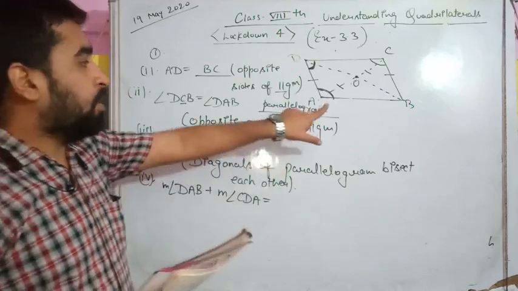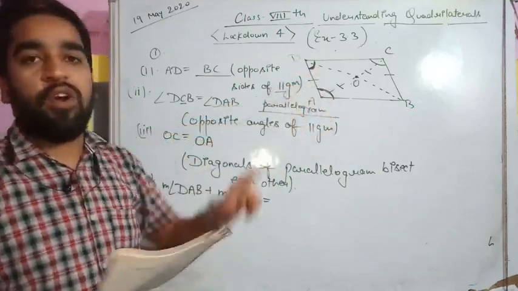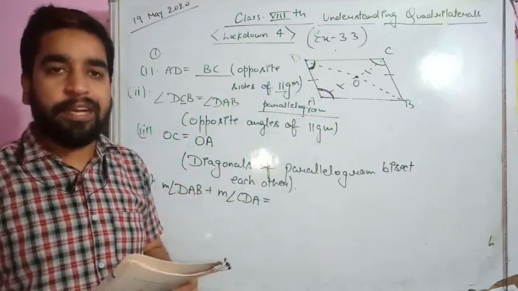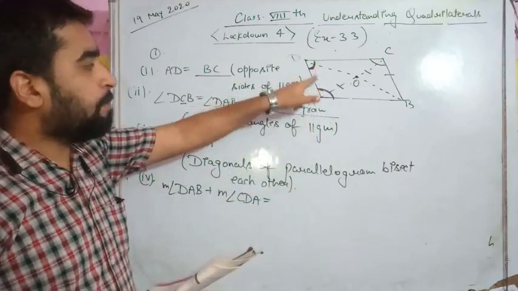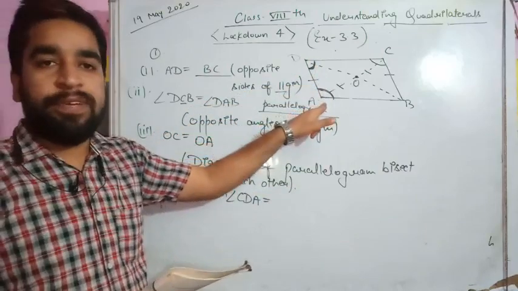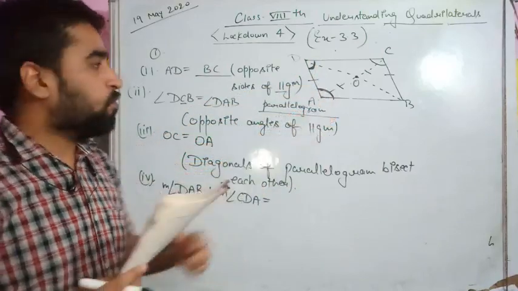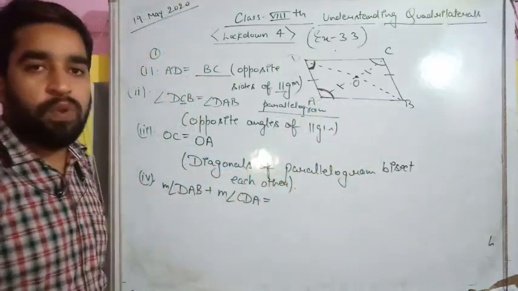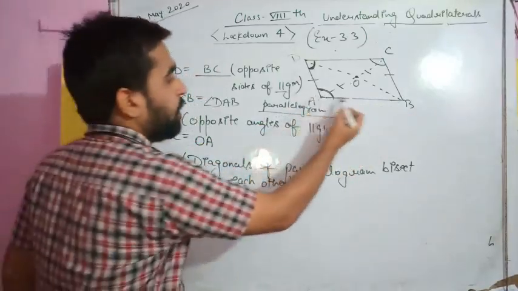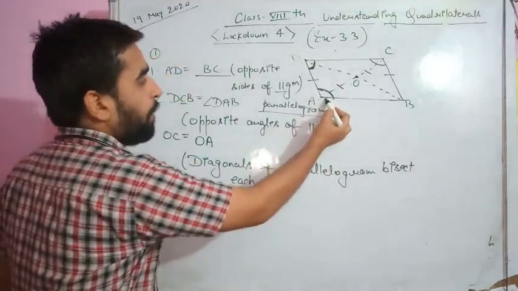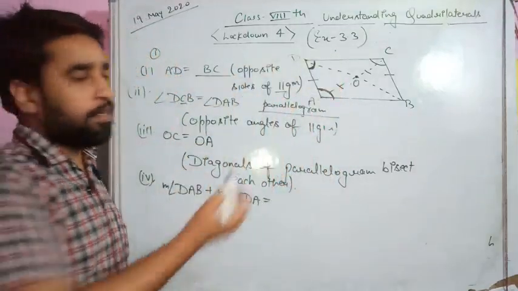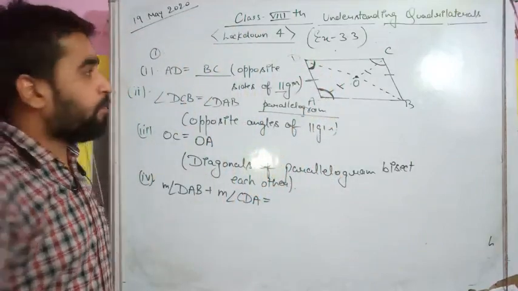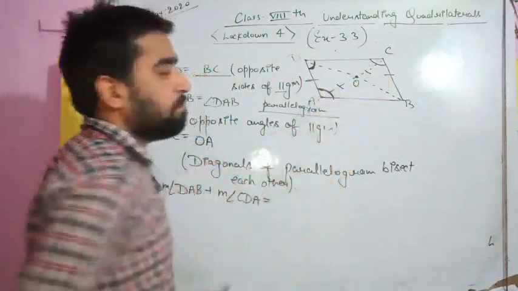In a parallelogram, the adjacent angles are always supplementary. What is the meaning of supplementary? The meaning of supplementary is that the sum of the angles will always be 180 degrees. So if someone asks you what will be the sum of A and B? 180. Why? Because these two are adjacent angles. What will be the sum of A and D? 180. These two are adjacent angles sharing a common side AD. What will be the sum of angle A and angle C?